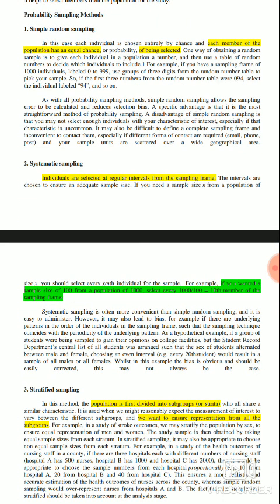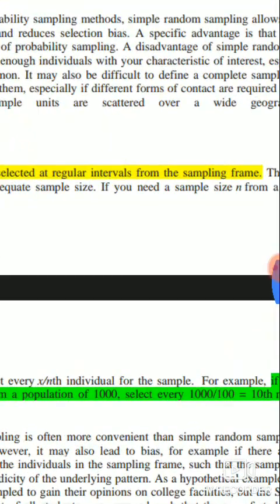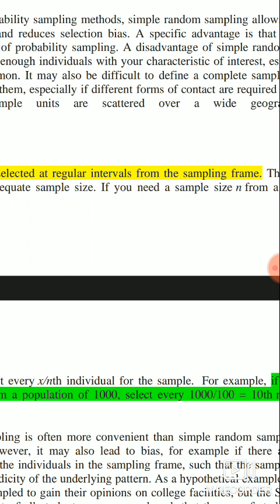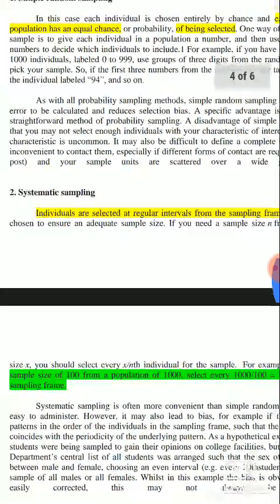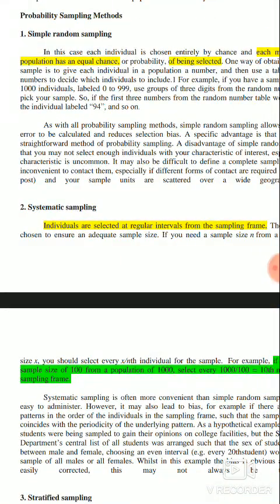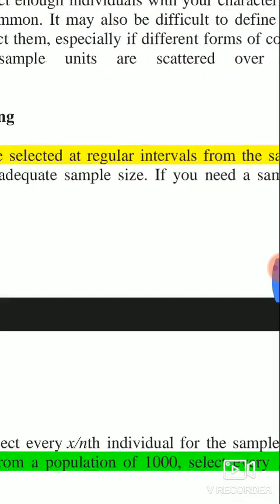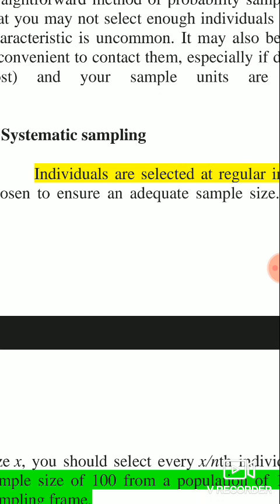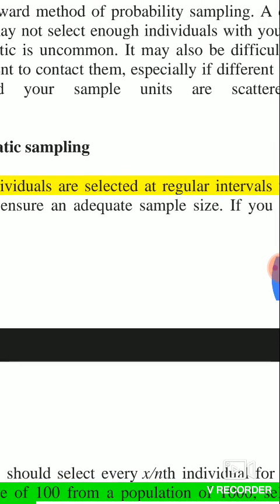The second method of probability sampling is systematic sampling. It means there is some standard, or some formula, which a researcher follows to take a sample. See here, the yellow background content. Individuals are selected at a regular interval from the sampling frame. Sampling frame is nothing but the population. From the population, samples or individuals are drawn at some regular interval.